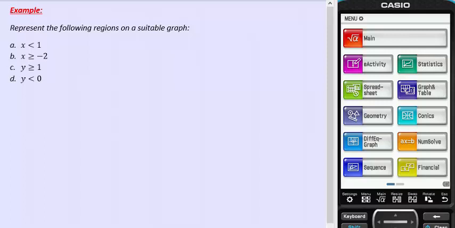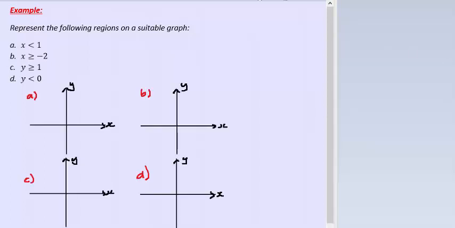This question is asking us to represent certain regions on a graph. So what I'm going to do is I'm going to rule up my 4 beautiful axes and then I'll answer the question. So now I'm ready to go. The first graph is the area where x is less than 1.